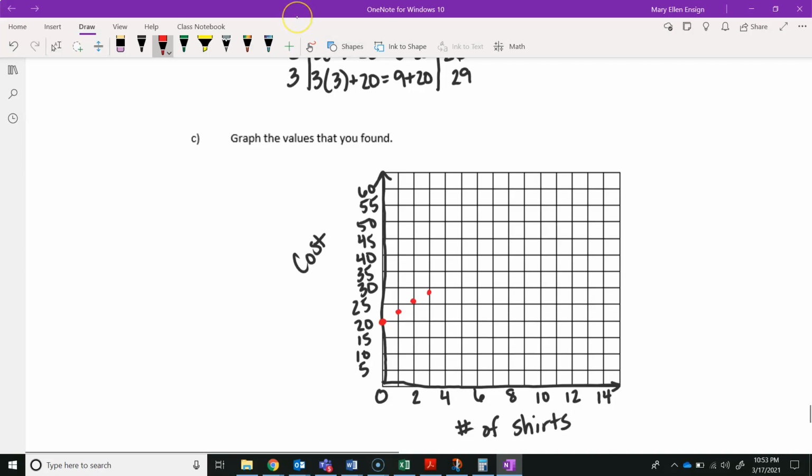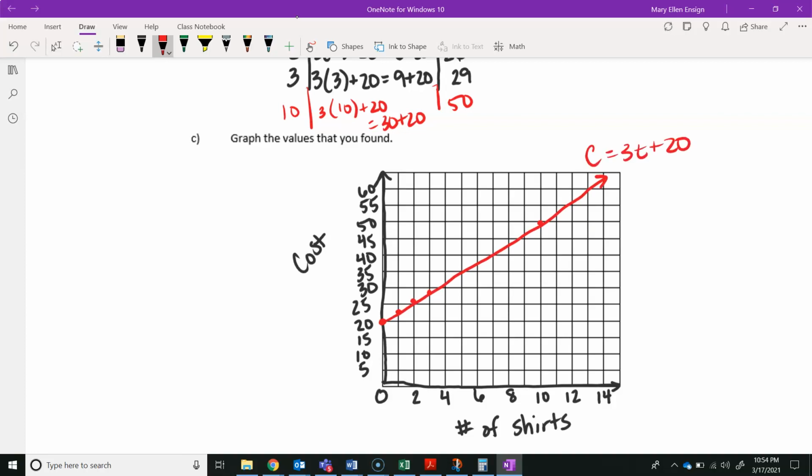We could add other values to our chart too, just to get an idea. I could say, well, how about 10, just so I know. Well, 3 times 10 plus 20. This is 30 plus 20, which is going to be 50. So that gives me an idea. It's a little bit easier to graph also if you kind of know where you're headed, right? So I'm starting out like this. Here's my C equals 3t plus 20. And then again, all those points on there would be a value.